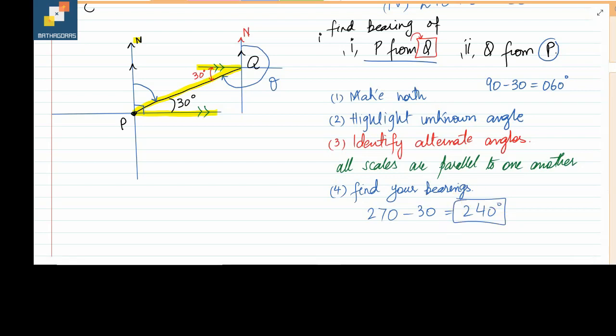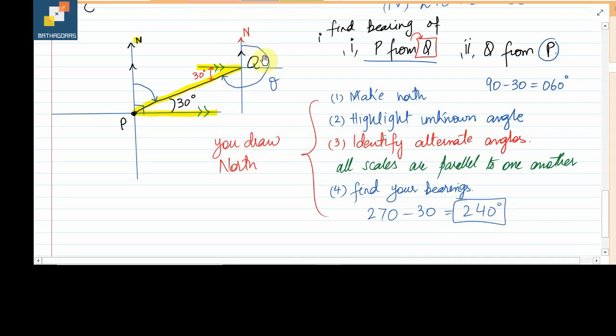Now these points apply where you draw north. Like in this question, we draw north here, right? That's why we need to apply these four steps. In part 2, we didn't draw the north, so in this part there is no concept of alternate angles. So whenever you draw the north, keep in mind that you need to follow all these four steps. Right? I hope that all of you have noted the lecture till now.